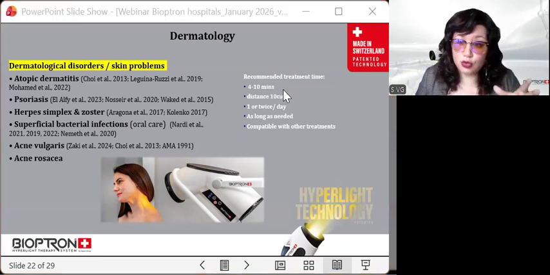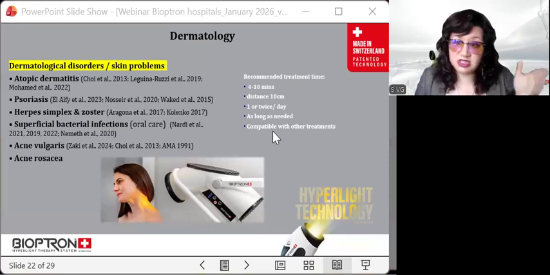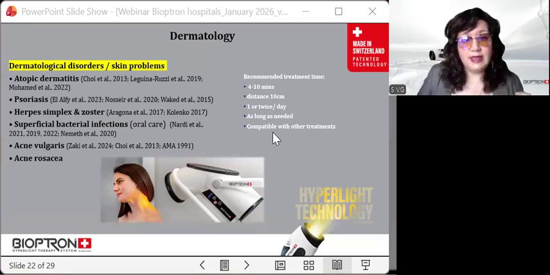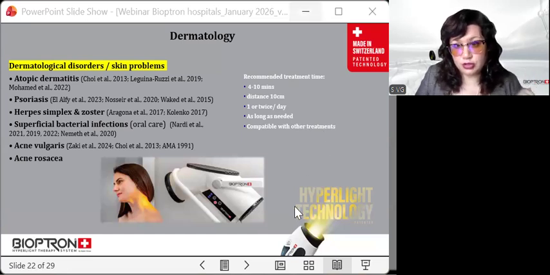It's very easy to use, once again, between 4 and 10 minutes at a distance of 10 centimeters. It's very similar to all the domains that we saw until now, and it's mainly compatible with other treatments.